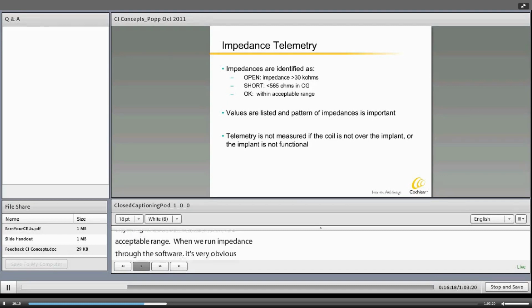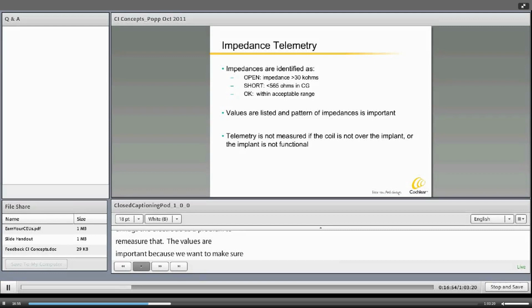When we run impedance through the software, it's very obvious if there is an open or a short circuit. The indicator for that electrode will change from green to red, and once it has been identified as a problem electrode, it is removed from the map and will not be included in future tests unless the audiologist purposely goes in and flags the electrode as a problem to remeasure that.